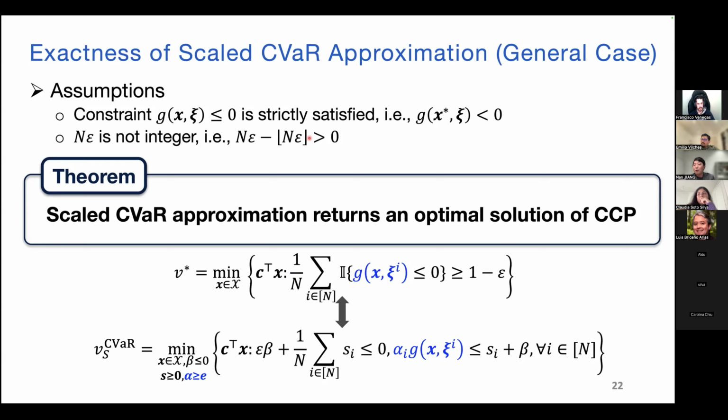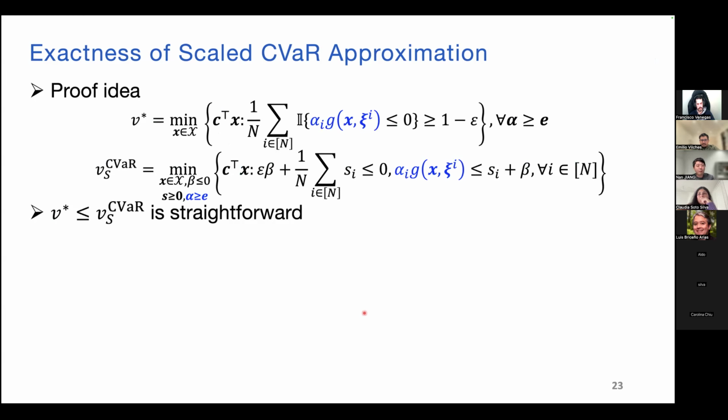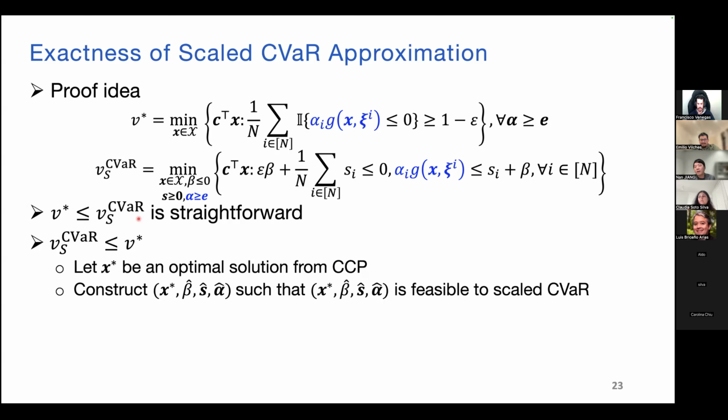The only thing we are going to show right now is that these two problems are actually equivalent. To show the equivalence, we are going to prove two directions. One direction is easy, because for any alpha here, we have the corresponding CVaR approximation, and we know the CVaR approximation is an upper bound for the original chance constraint programs. So this one is straightforward. The other side is slightly challenging.